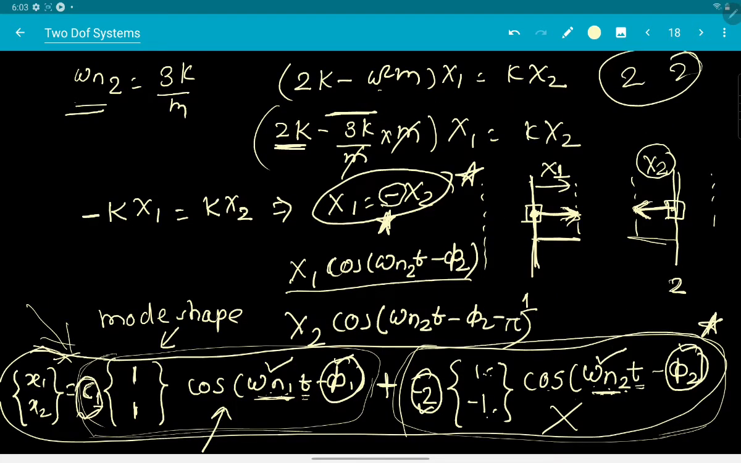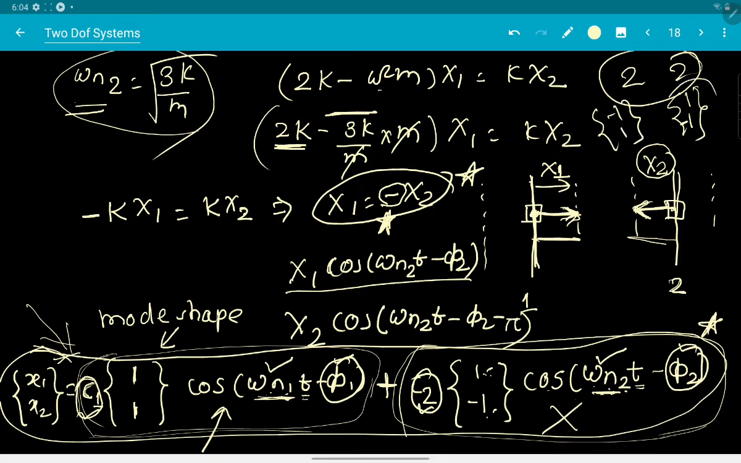Then the second eigenvector we obtained, corresponding to the second eigenvalue, square root of 3k by m, was 1 minus 1. Which essentially means that if x1 is 1, x2 will be equal to minus 1. But if you pick x1 to be equal to minus 1, then x2 will be equal to 1. So either you can say that 1 minus 1 is the eigenvector, or minus 1 1 is the eigenvector. Typically we pick 1 minus 1, so we generally assume the first one to be 1. But you can always choose something else.